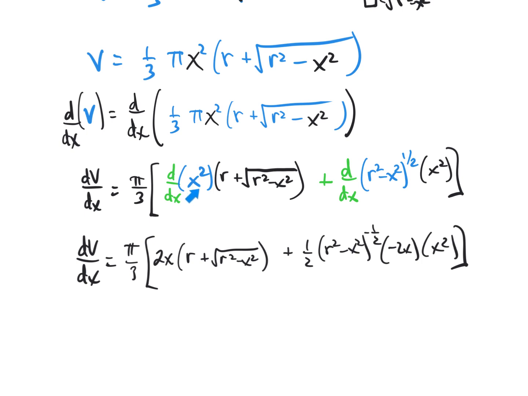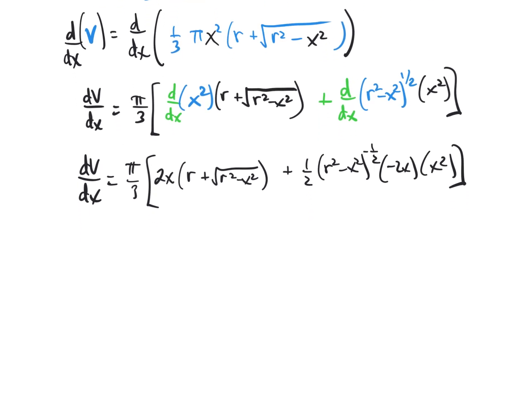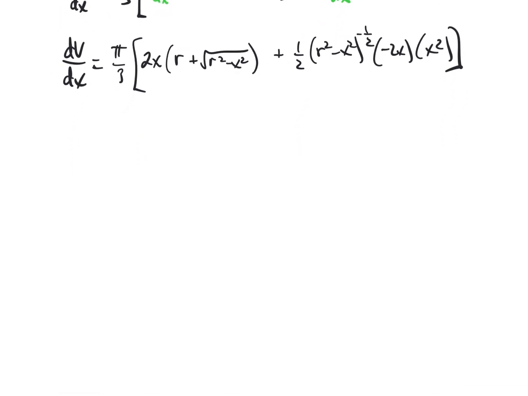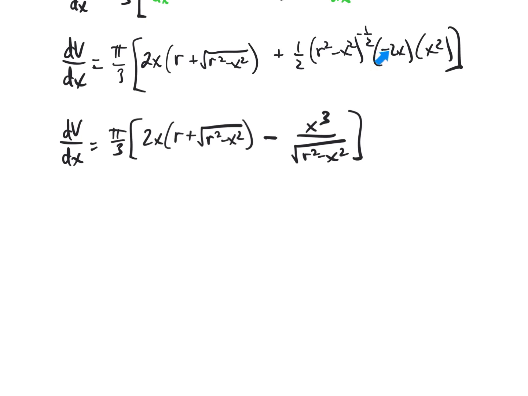So the derivative of x squared is just 2x times that factor, and the derivative of the square root is 1/2 times that difference to the negative 1/2 times the derivative of the inside, which is negative 2x, right, and then multiplied by the other factor. All right, the 2 divided by 2, so we're left with minus x cubed times this in the denominator to the 1/2, the square root. All right, and we'll find the optimal values of the volume when we find out when this first derivative of volume is equal to 0.